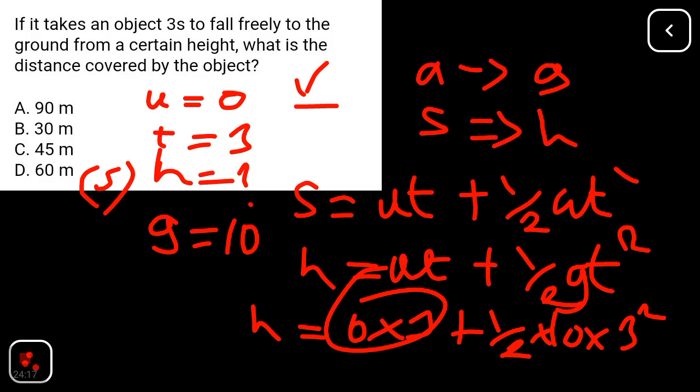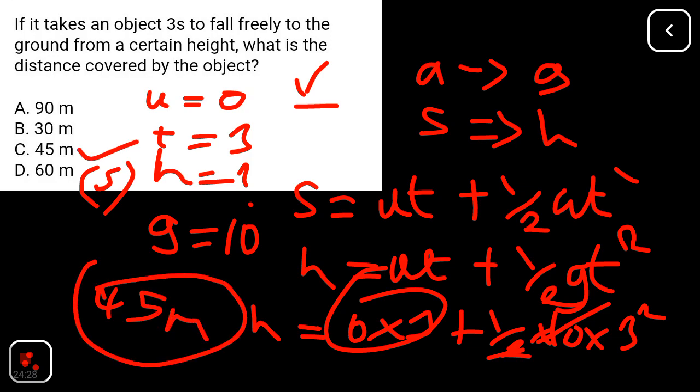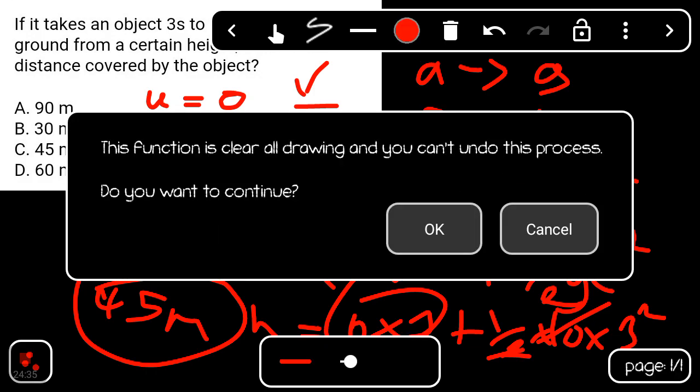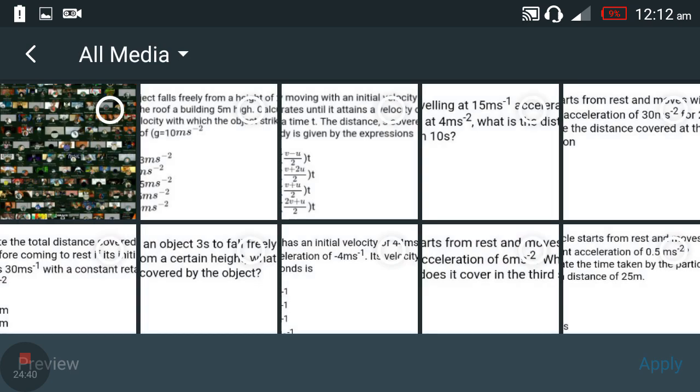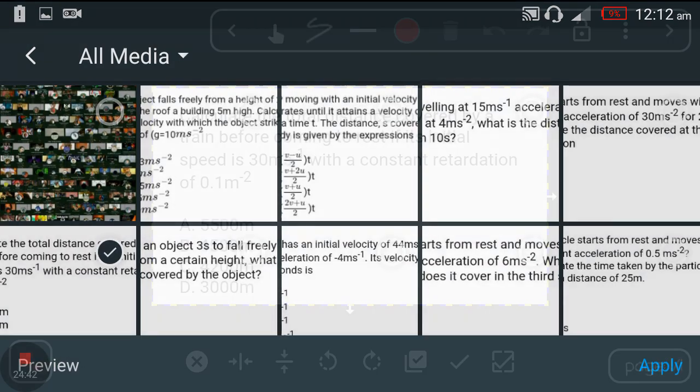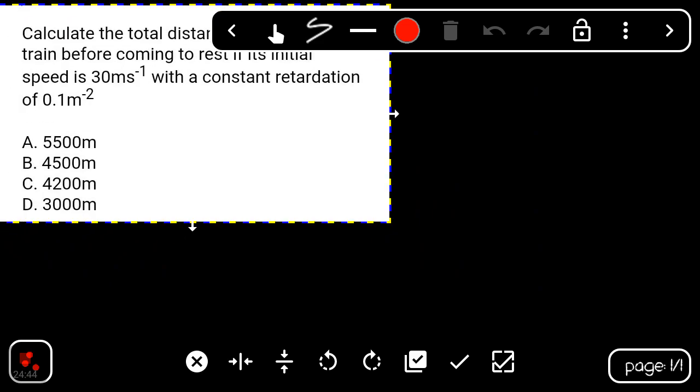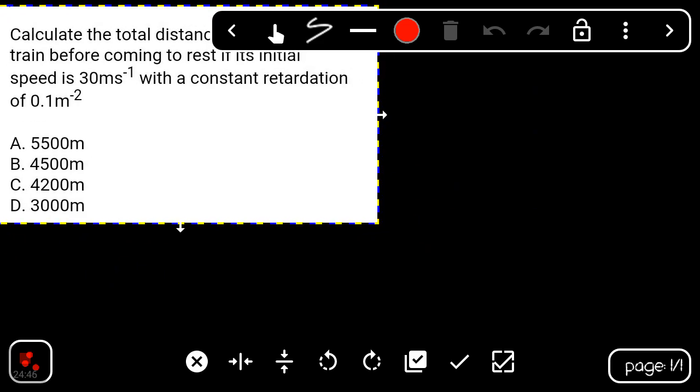And 3 square is what? 3 square is actually 9. Half of 10 is 5. So 9 times 5 is 45 meters. That's the height you get. So that makes option C the right answer. Very, very simple to get. As I say, it's all about data, right? Once your data is fine, the formula is easy to grab, and the rest is just math.